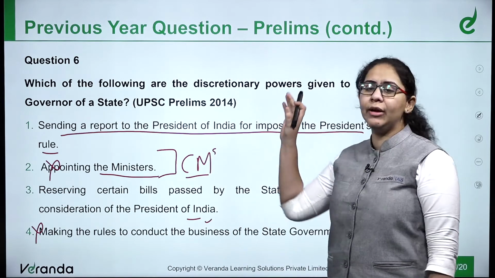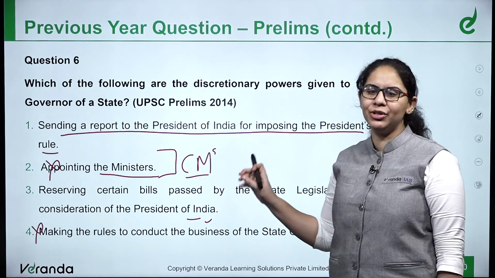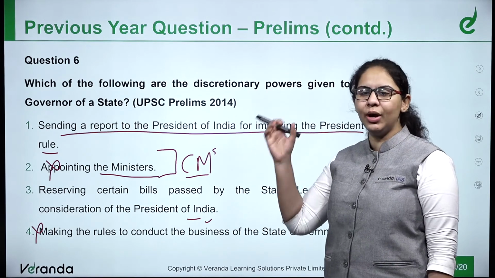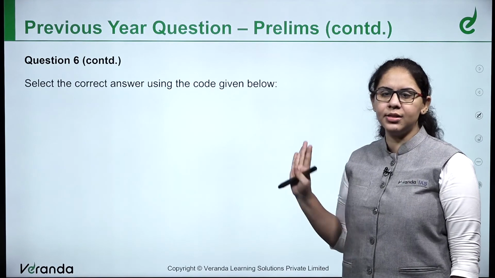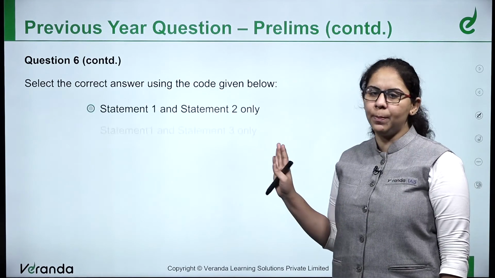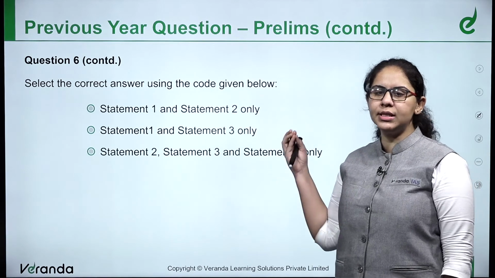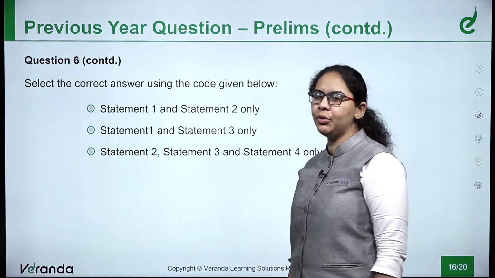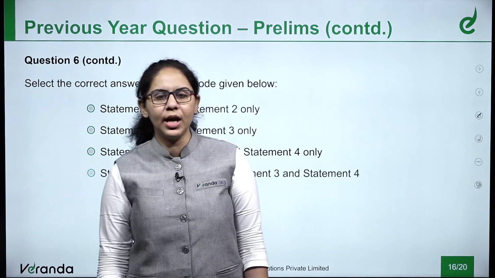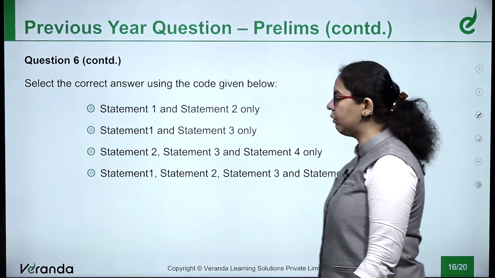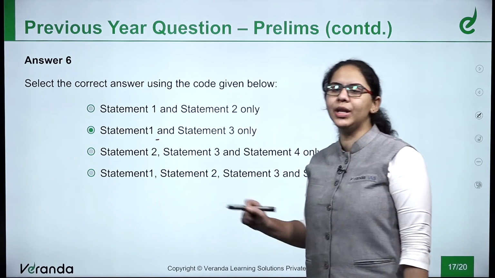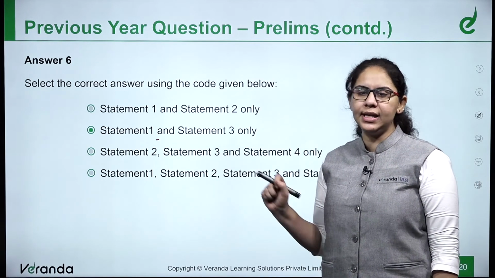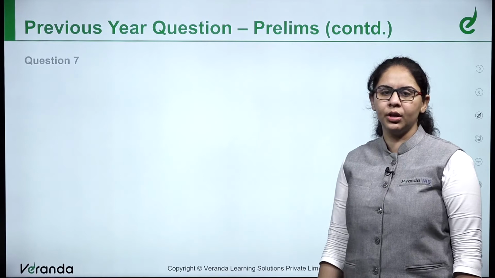What you have to do is make a list of discretionary powers of governors, and compare these with the discretionary powers or the powers of the president. This is how you have to approach this topic. Different options are given: statements 1 and 2 are correct, 1 and 3 are correct, 2, 3, 4 are correct, and 1, 2, 3 and 4 are correct. Option B, statements 1 and 3 only, is the correct answer.